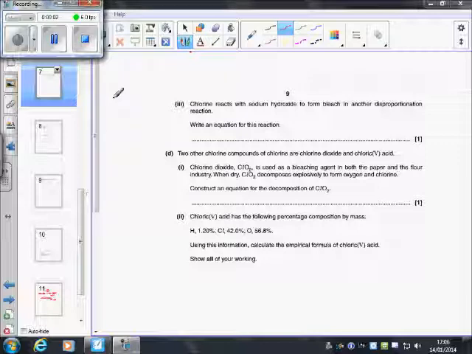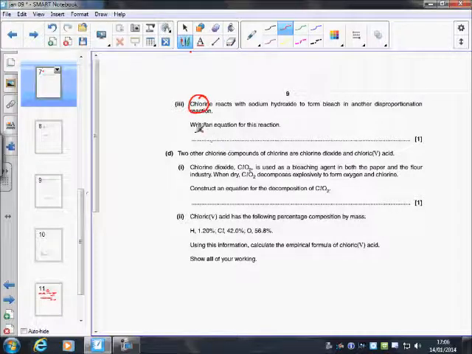So C, part 3. Chlorine reacts with sodium hydroxide to form bleach in another disproportionation reaction. Write an equation for the reaction for 1 mark. So, chlorine, we've got the formula from the above question, and we should know the formula for sodium hydroxide as NaOH from our acids module.